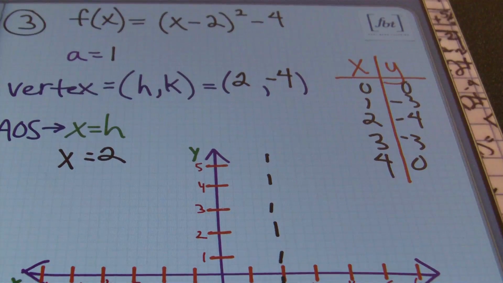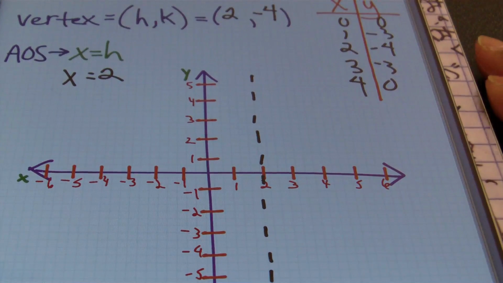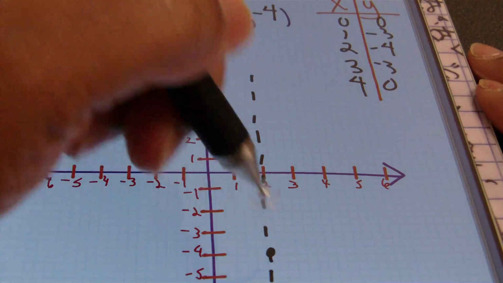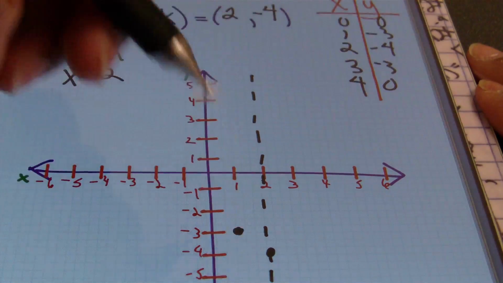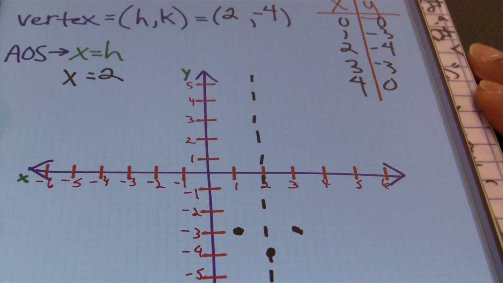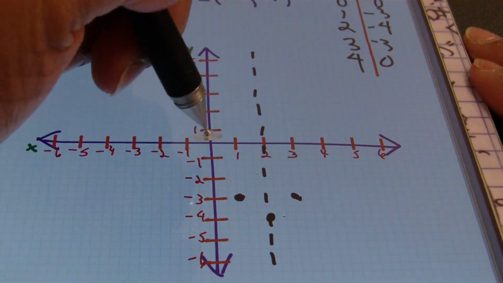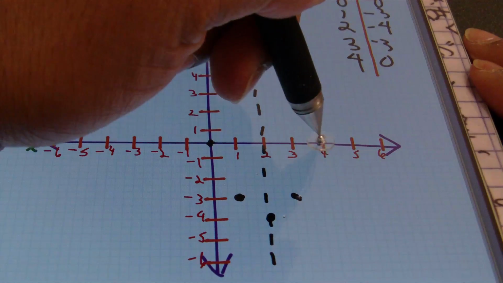All right, I have 5 points. I'm done. Let's get to plotting here. So I'll have a positive 2, negative 4. That's going to be about right there. And then I'm going to have 1, negative 3, that's going to be about right there. And then I'm going to have 3, negative 3, that's going to be right there. And then I'm going to have 0, 0, that's the origin. There we go. And then I'm going to have 4, 0, and I have a point right here.